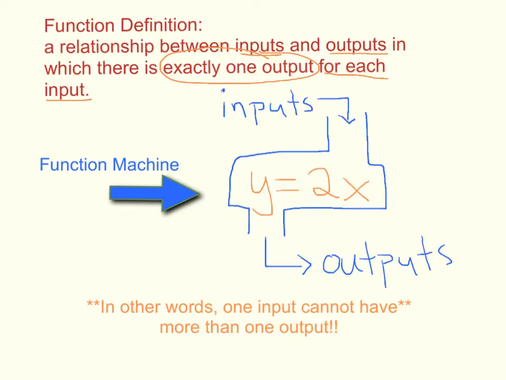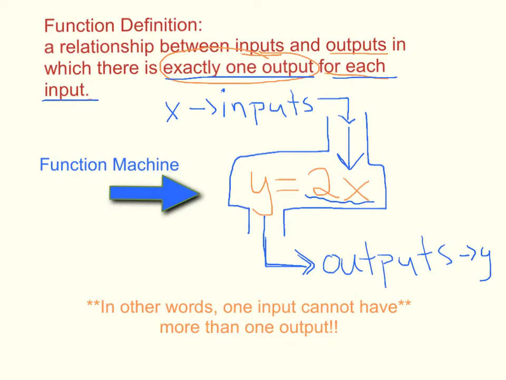So here's my little function machine, and it works as you put inputs into the machine. You're putting values of x into the machine. It works the function, and then outputs come out of the machine, or y values. Think about inputs as values going into your function, and outputs as the result after you put your input in. Let's read the definition one more time. There is exactly one output for each input.